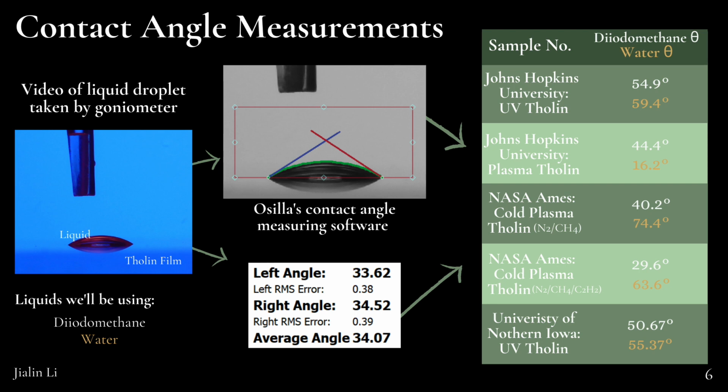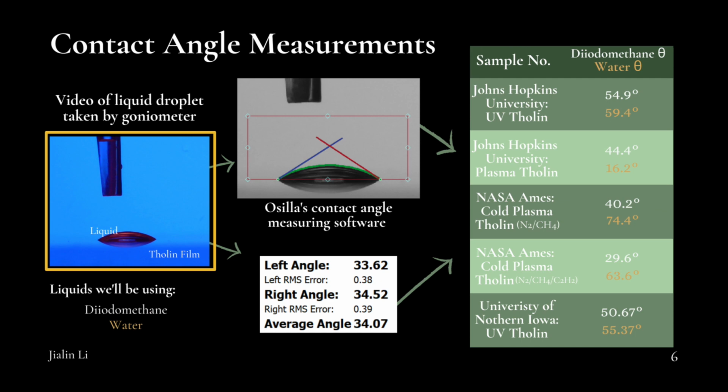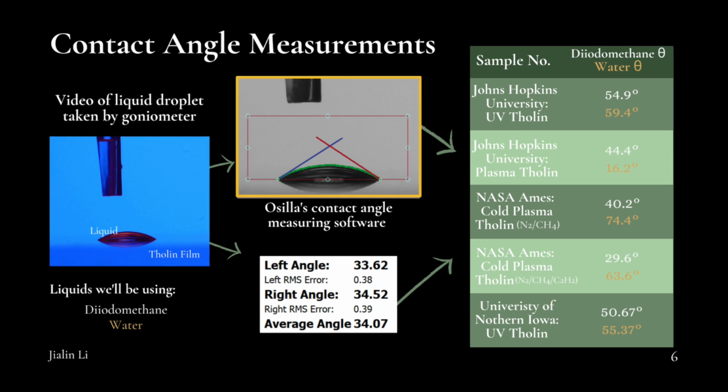More specifically, videos of liquids are taken using an oscillogoniometer. Here's a sample image displaying a liquid droplet on a Tholin film. We'll be using a total of 2 different liquids: diiodomethane, which is a nonpolar liquid, and water, which is a polar liquid. We are using Oscilla's contact angle measuring software to get our contact angles.